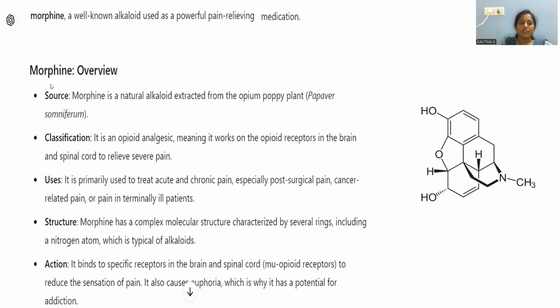In what regard is morphine categorized? Morphine is an opioid analgesic agent. So it is extracted from opium and used to relieve pain. As an opioid analgesic agent, it works on the opioid receptors in the brain and spinal cord to relieve severe pain.